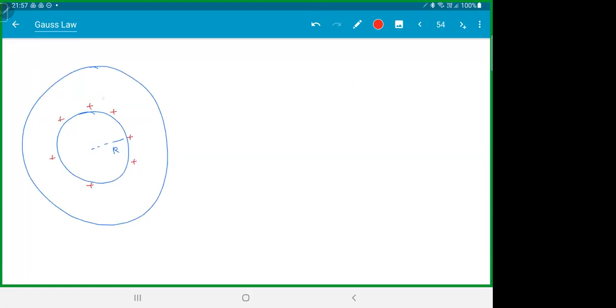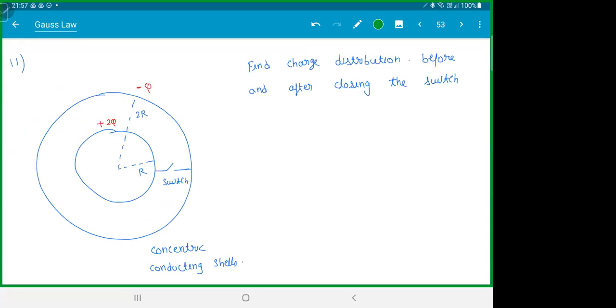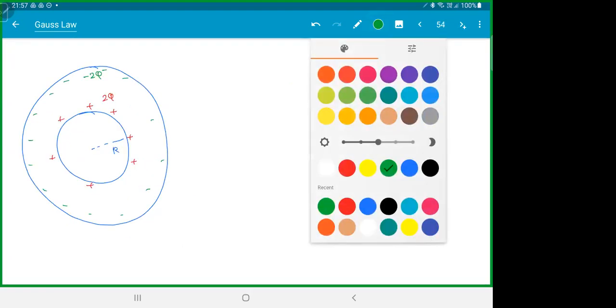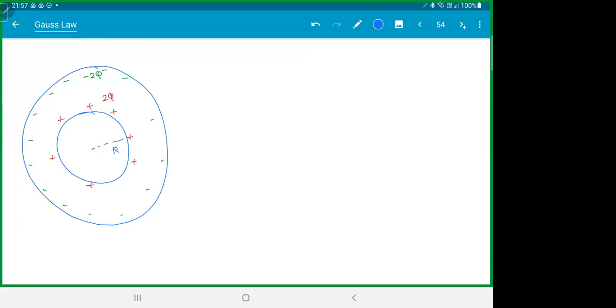How much is this? 2Q. Because this is 2Q, this will induce an opposite charge on the facing surface, which is also minus 2Q. Agreed? What is the total charge on outside? The total charge on outside is minus Q. So to conserve the total charge, the outside charge should become how much? Plus Q. Is this making sense, everyone? Because this total should be minus Q.